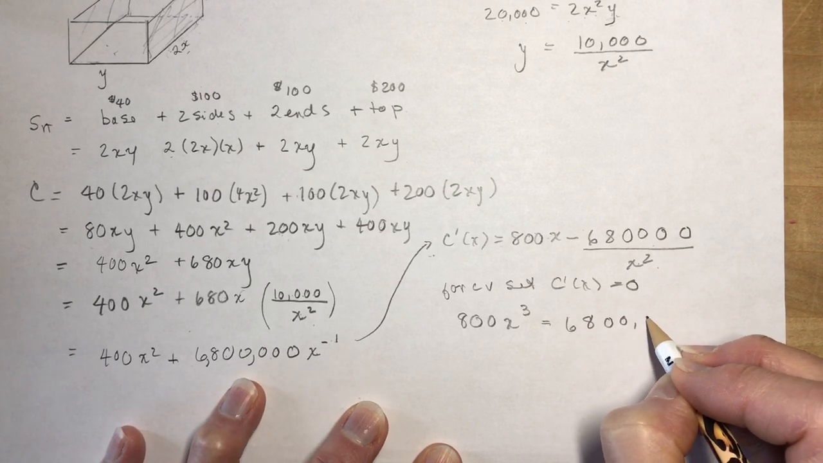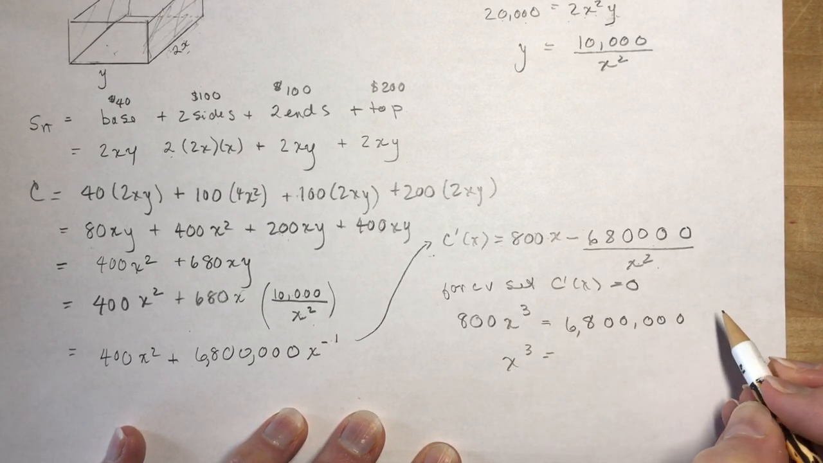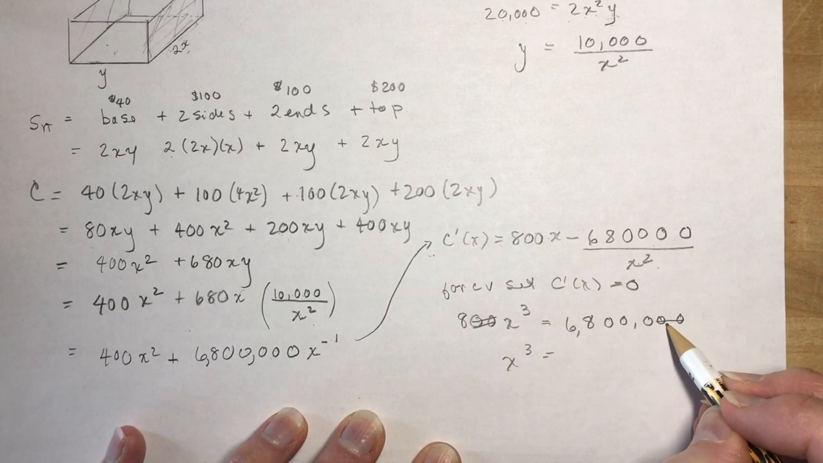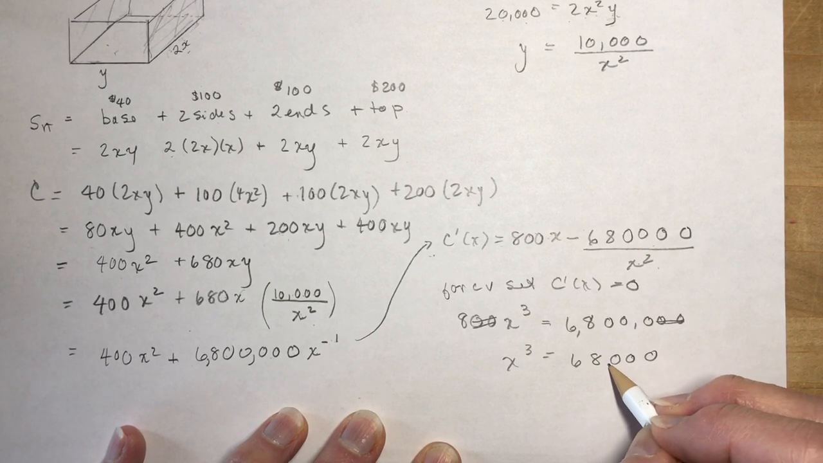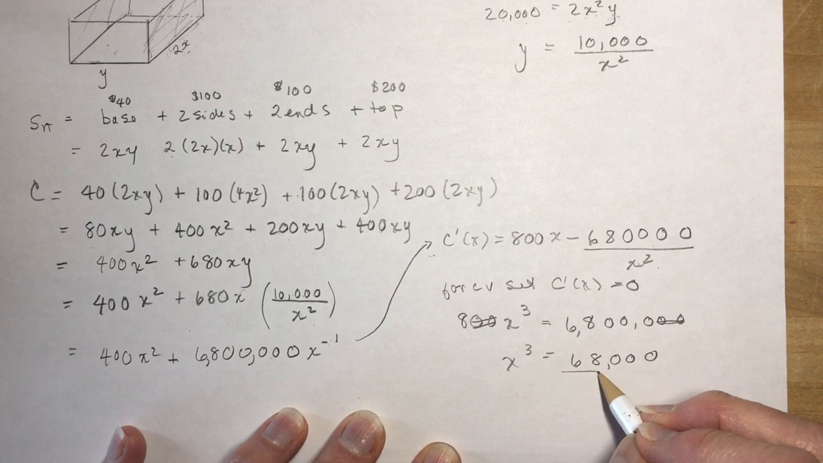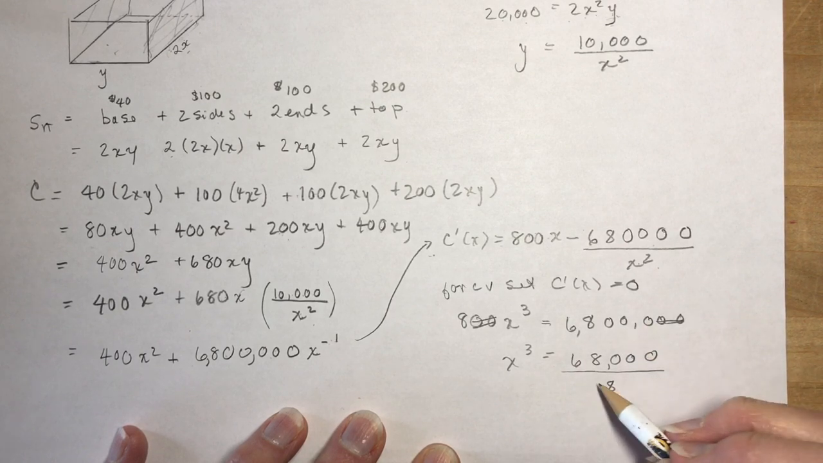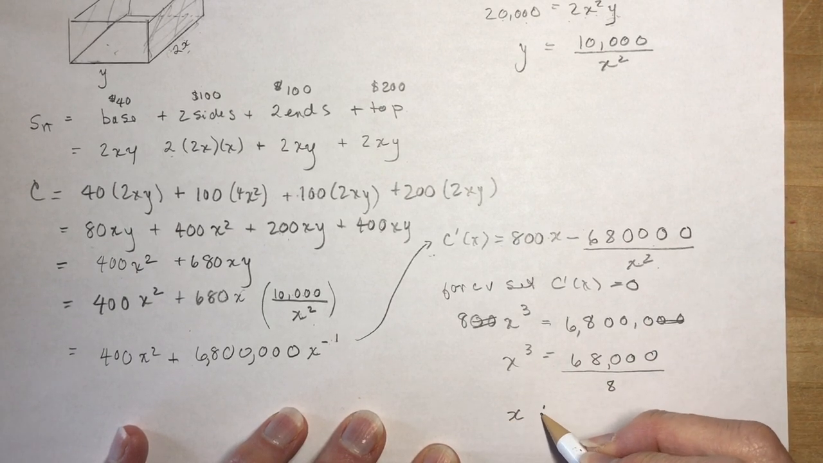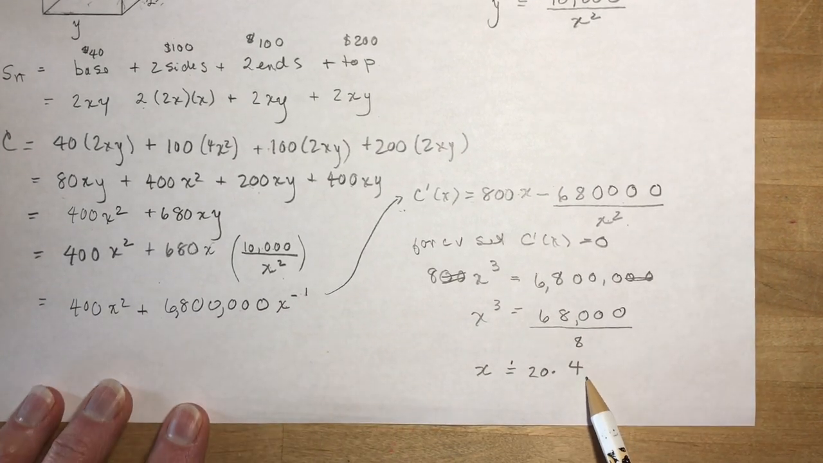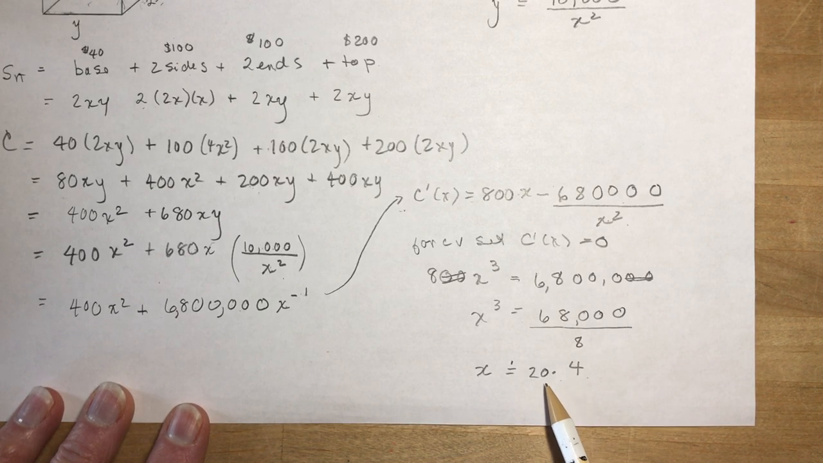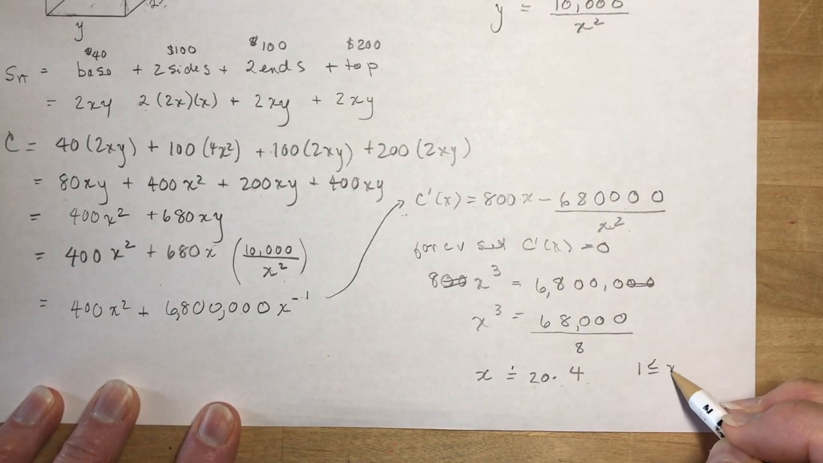Actually, I'm moving this to the other side so I keep everything positive, is equal to 6,800,000. I keep forgetting how many zeros there are. There we go. So x cubed is going to be equal to, let's get rid of some zeros, two of them here and two of them here. So x cubed is 68,000 divided by 8. And then I'm going to take the cube root of both sides here. So x is approximately equal to 20.4. Okay, so that was a lot of work, but now I have my x.